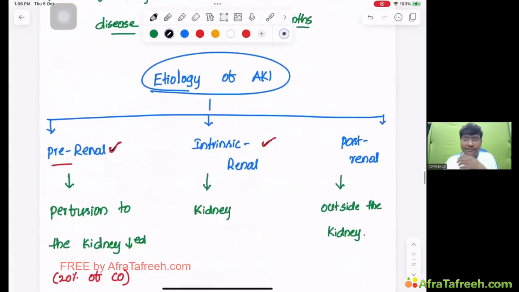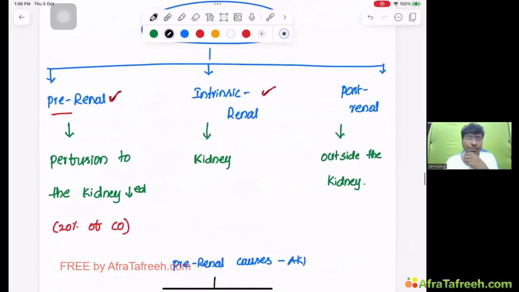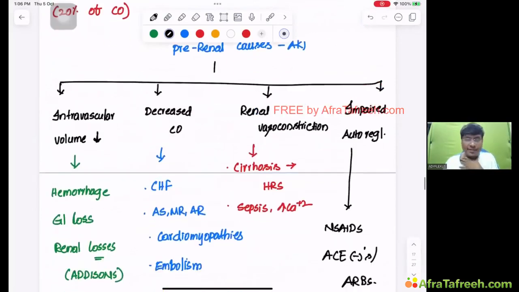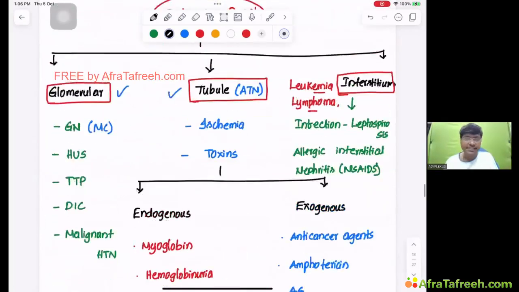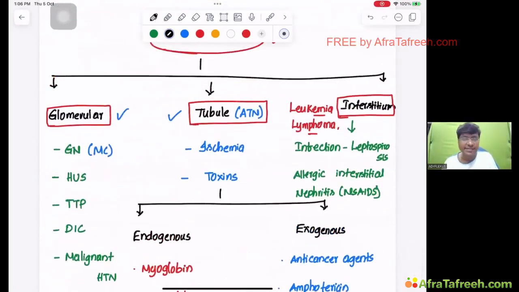Etiology, we have classified it as prerenal, intrinsic renal, and postrenal. Prerenal means where perfusion to the kidney is reduced. Intrinsic renal pathology is within the kidney. Postrenal pathology is outside the kidney. So you take prerenal, right? The causes are classified as decrease in intravascular volume, like in hemorrhage, gastrointestinal loss, or renal loss. Decreased cardiac output, like in cases of congestive heart failure or valvular heart diseases. And renal vasoconstriction, that could be because of hypercalcemia, sepsis, and liver pathologies. Impaired autoregulation, that is your ACE inhibitors, ARBs, as well as NSAIDs.